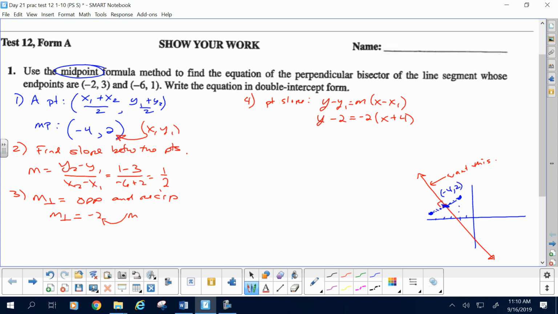I know students don't like point slope form much at this point, but you will get better and better at it. From that I can see, oh, a point it goes through is negative 4, 2, and it has a slope of negative 2. Last but not least, we need to put our answer in double intercept form.